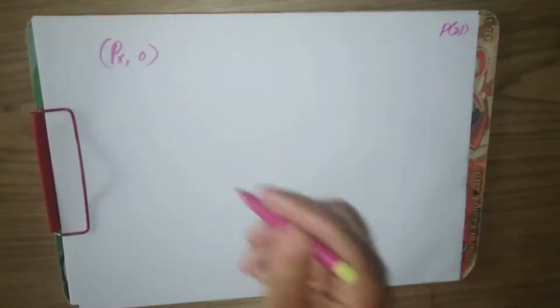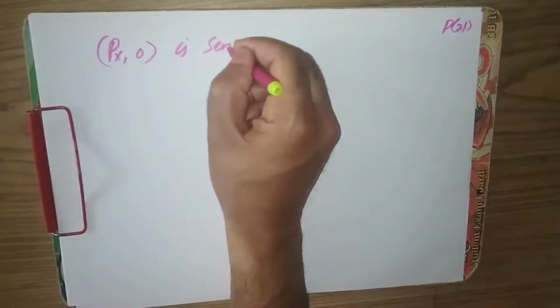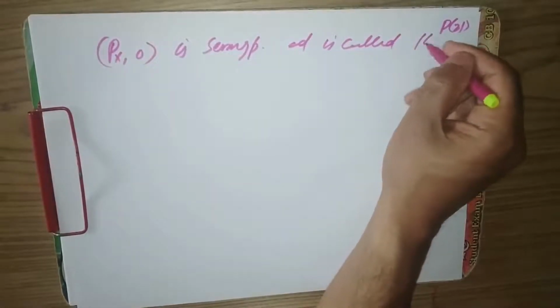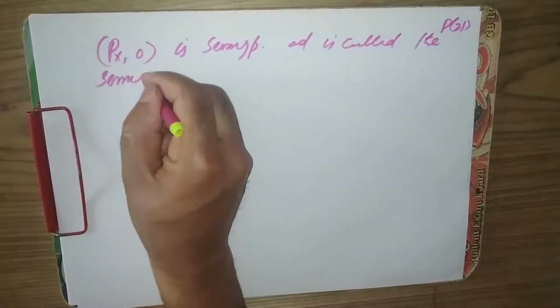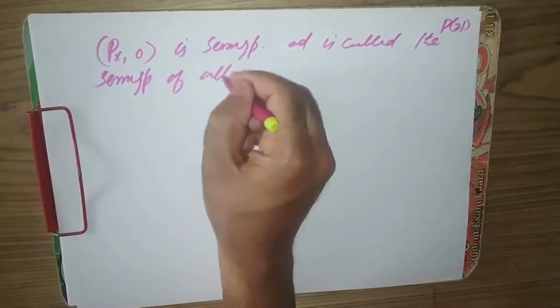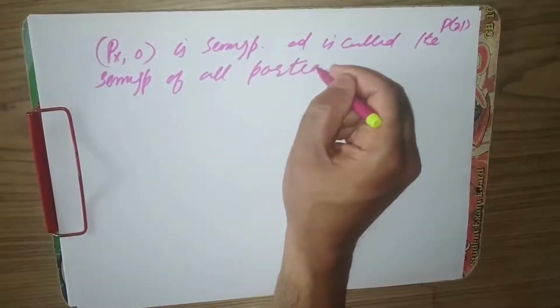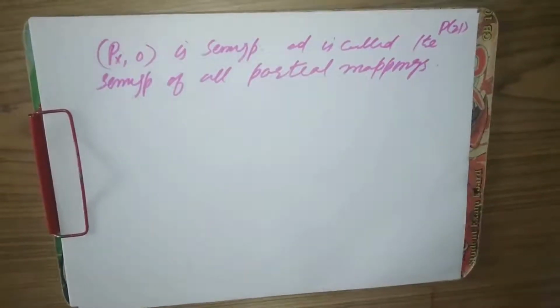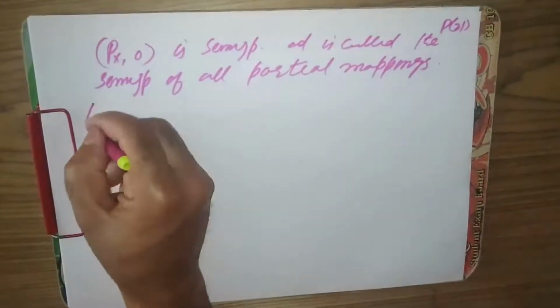Now, next, we have a proposition. Therefore, we have this PX with the composition operation, the composition of binary relations, is a semigroup. And this semigroup is called the semigroup of all partial mappings.